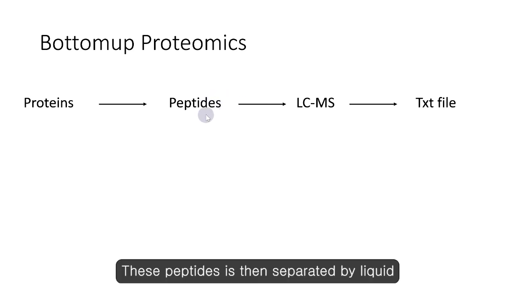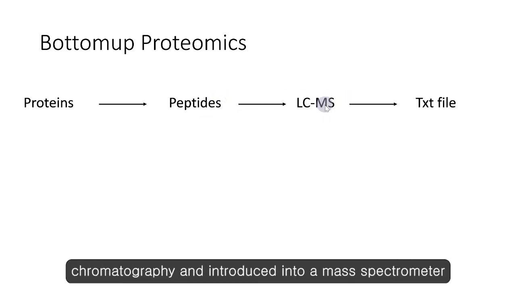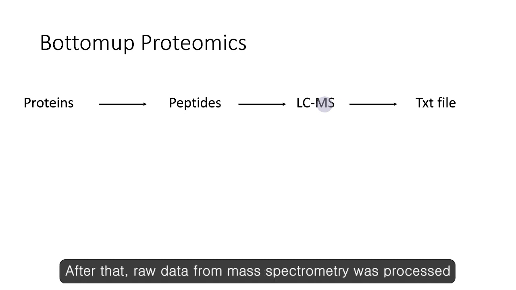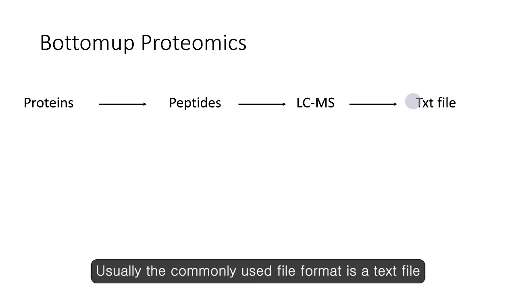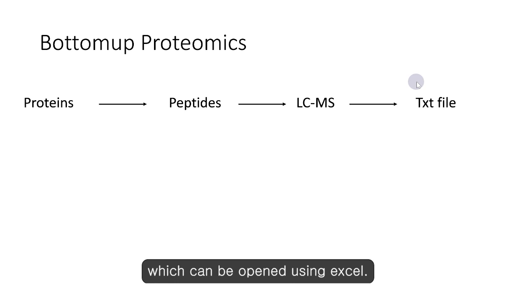These peptides are then separated by liquid chromatography and introduced into a mass spectrometer, which detects them based on their mass-to-charge ratio. After that, raw data from mass spectrometry is processed using MaxQuant to get protein identification and quantification data. Usually, the commonly used file format is a text file which can be opened using Excel.